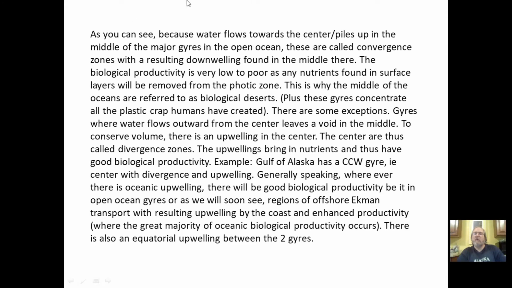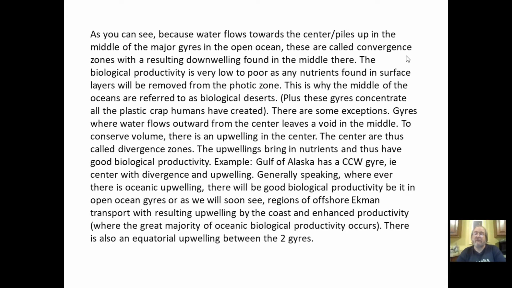Because water flows towards the center, it piles up in the middle of the major gyres in the open ocean. These are called convergence zones, with resulting downwelling found in the middle there. I'm trying to sum up what we have to this point. The biological productivity is very low to poor, as any nutrients found in surface layers will be removed from the photic zone. This is why the middle of the oceans are referred to as biological deserts, but these gyres do concentrate all the plastic crap humans have created.